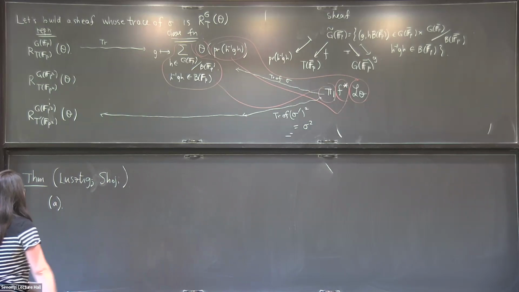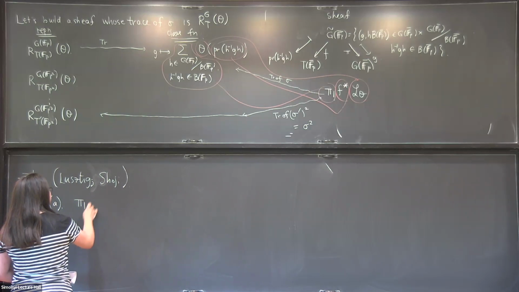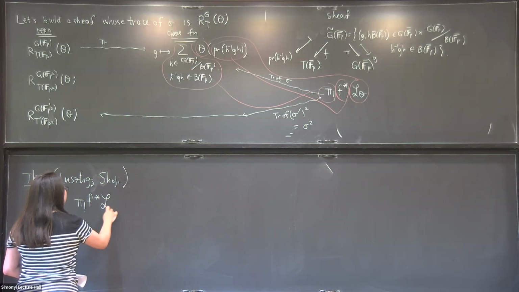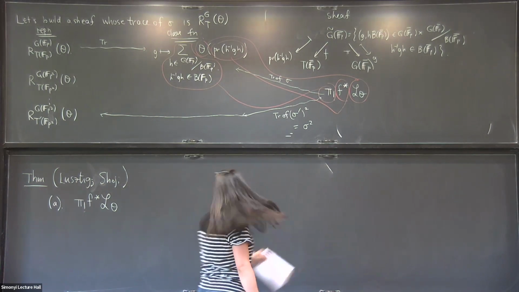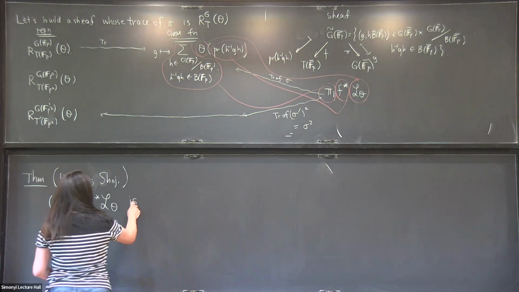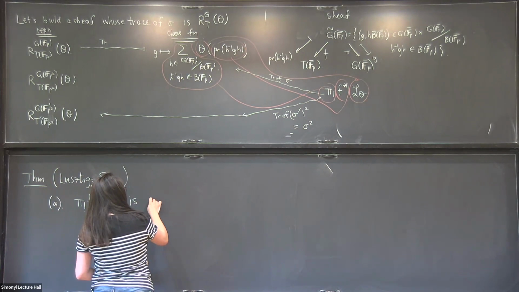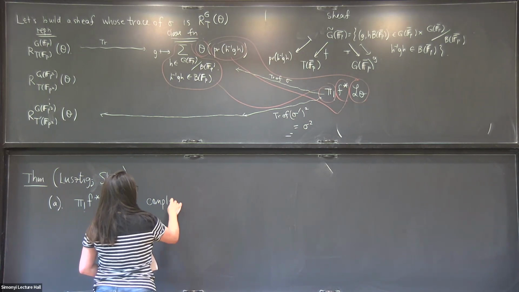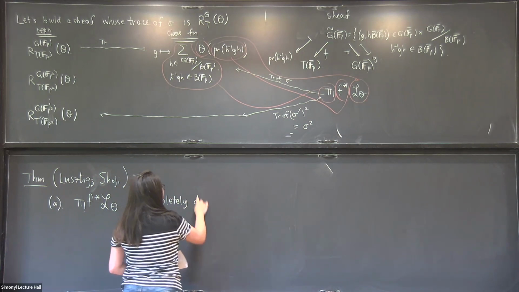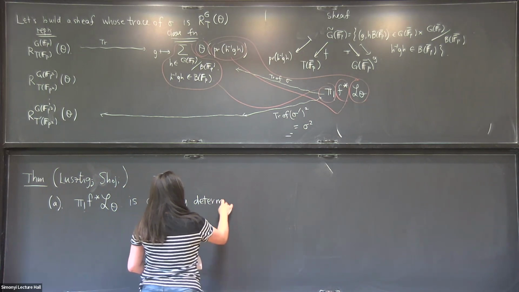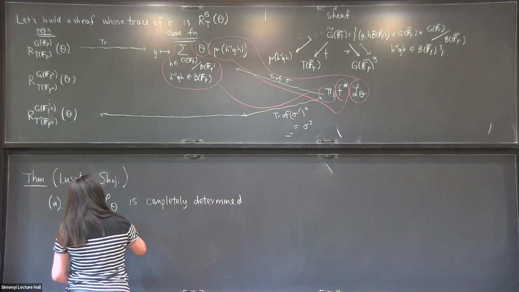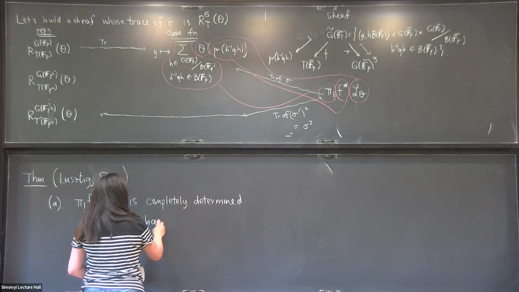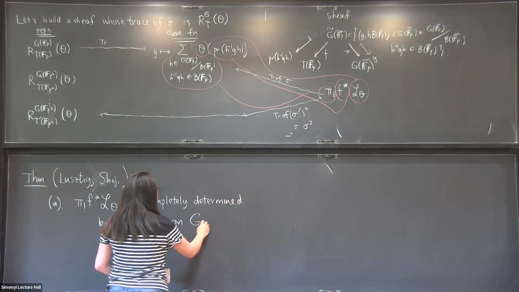So A is that this geometric version of the R_T^G theta is completely determined by its shape on G_RSS.